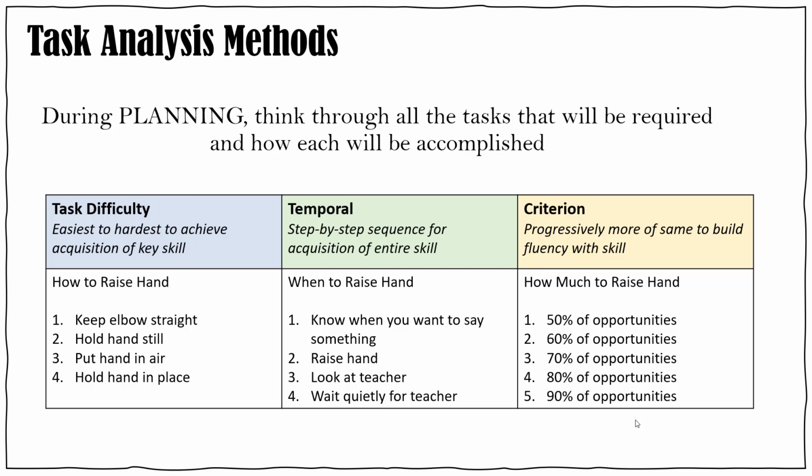So you want it to be a little bit challenging, but you want it to be realistic and attainable because you want to set your student up for success. So if he's only raising his hand 45% of opportunities, you don't want to automatically go to 90. You want to go a little bit above your baseline, make sure it's attainable, that way you set them up for success, and then start increasing your criterion from there until you get to the criterion that is your end goal, what you finally want.